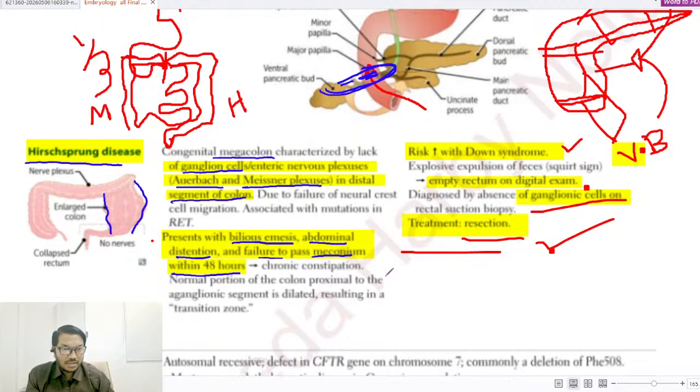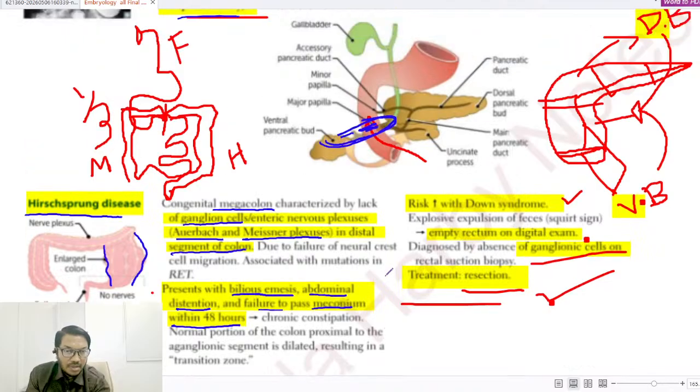Treatment will be surgical correction. Diagnosed by absence of ganglionic cells on the rectal suction biopsy. It is confirmed by rectal biopsy. There will be absence of ganglionic cells, and treatment will be resection. Very unfortunate.